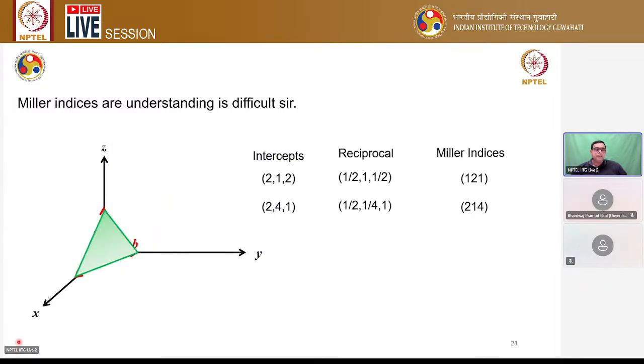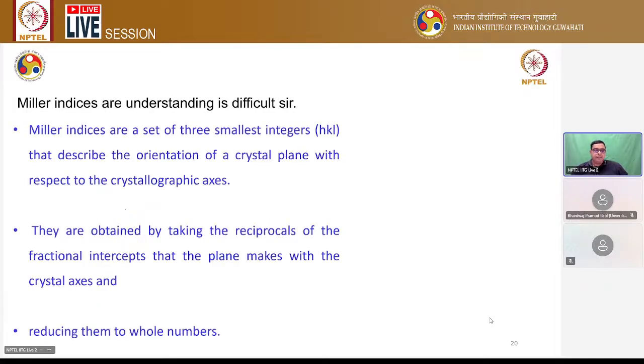Consider that a plane is making an intercept of, say, 2 on the x-axis, 1 on the y-axis, and again 2 on the z-axis. Let me take the pen. Now you have intercepts 2, 1, 2: on x you have 2, on y you have 1, and on the z-axis you have 2. The definition of Miller indices is that they are obtained by taking the reciprocal of the intercepts.